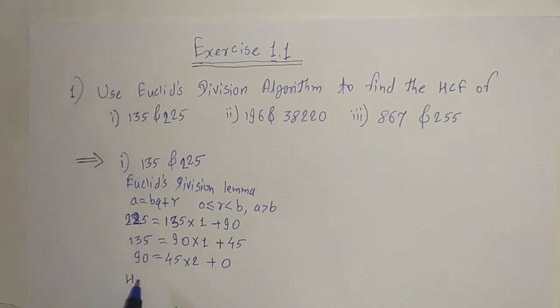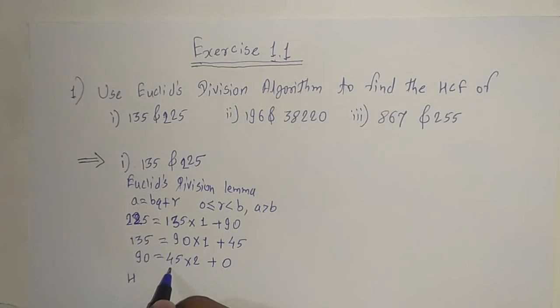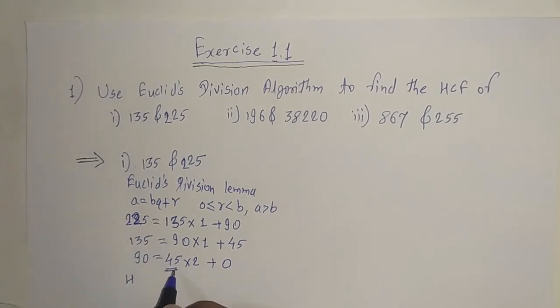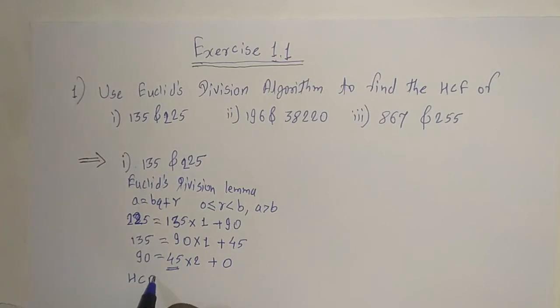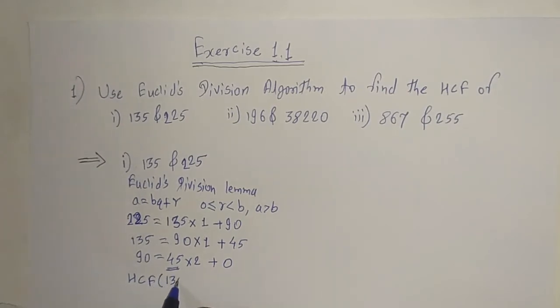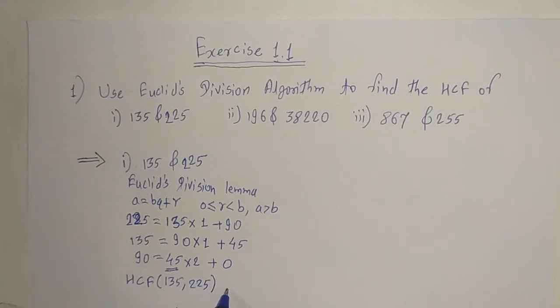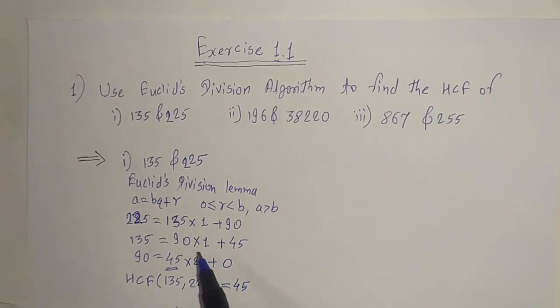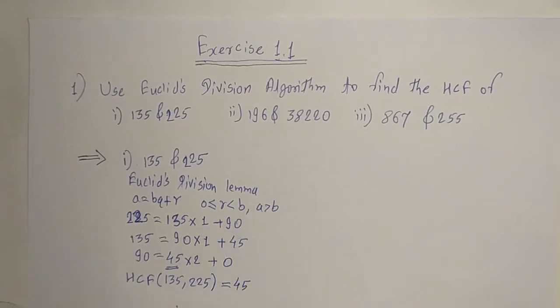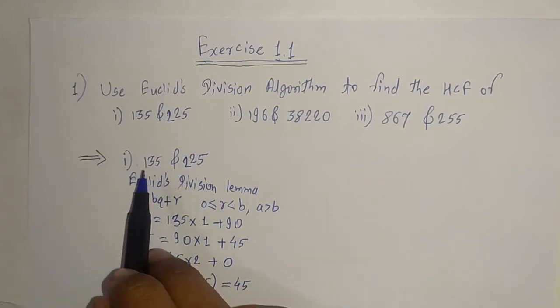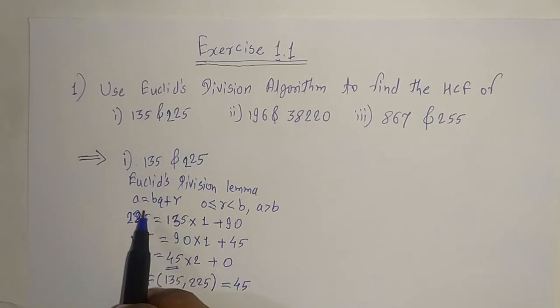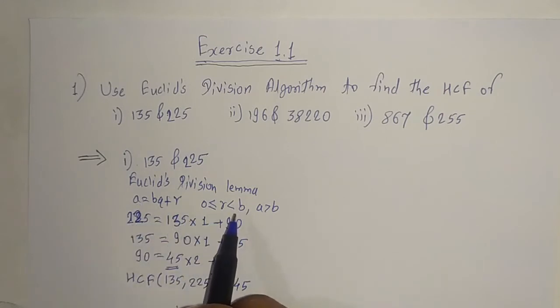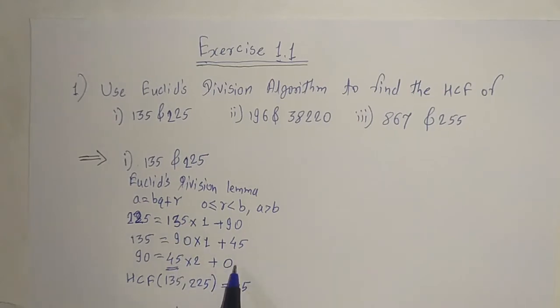So once the remainder is 0, you got your answer as 45, the divisor in that step. So HCF of 135 and 225 is equal to 45. This is our final answer. We have already learned how to apply the Euclid's division lemma. Only thing we got here is value of A and B. You have to put those values in Euclid's division theorem and apply the Euclid's division algorithm till value of R is 0. You got your HCF as 45.